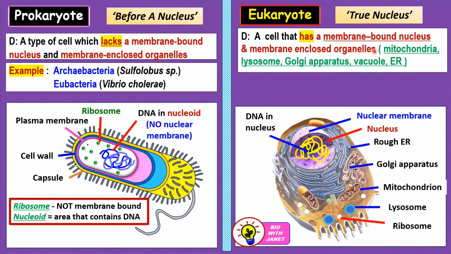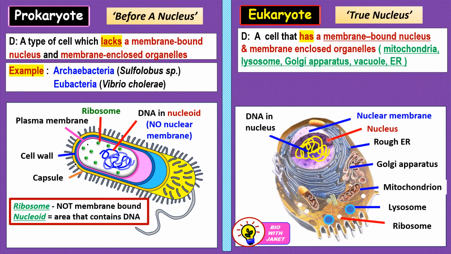So eukaryotes have cells that have a membrane-bound nucleus, and also membrane-enclosed organelles such as the mitochondria, lysosome, Golgi apparatus, vacuole, and endoplasmic reticulum, as you can see here. So this is a eukaryotic cell. Inside we can see the DNA in the nucleus, and the nucleus is enclosed in the nuclear membrane.